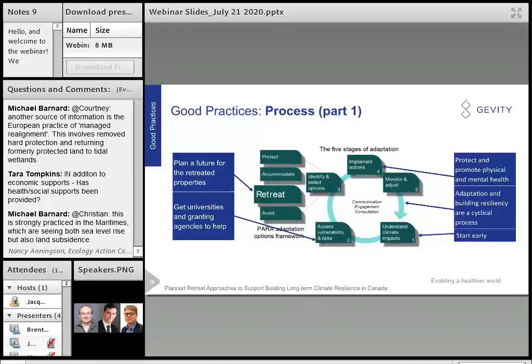Over on the right-hand side, protecting and promoting physical and mental health. That's critical as planned retreat plays out. Supporting individuals, homeowners, and communities in their physical and mental health.